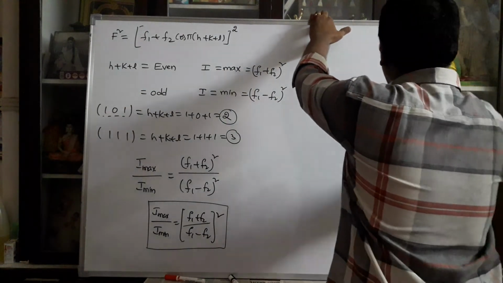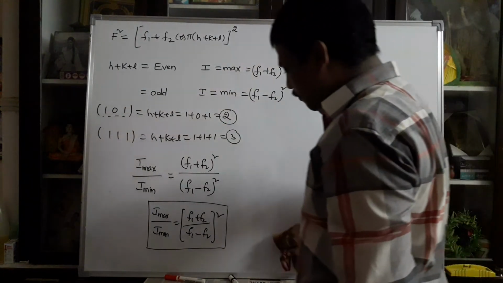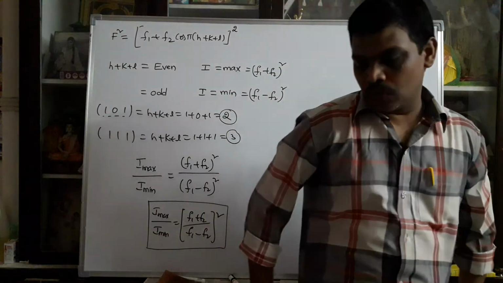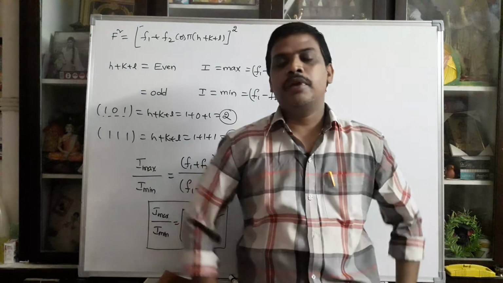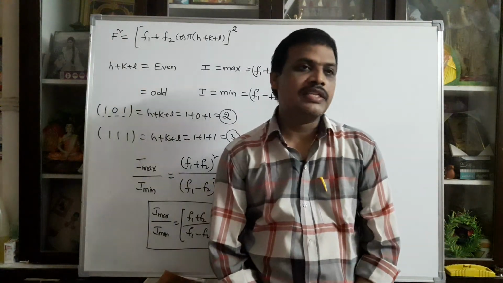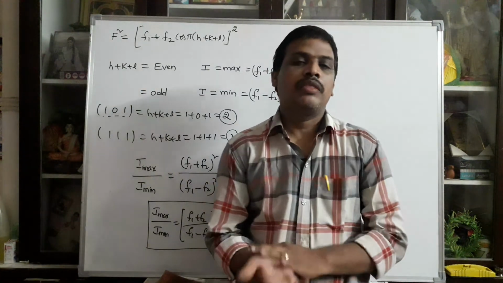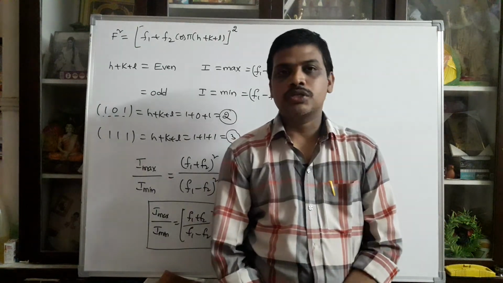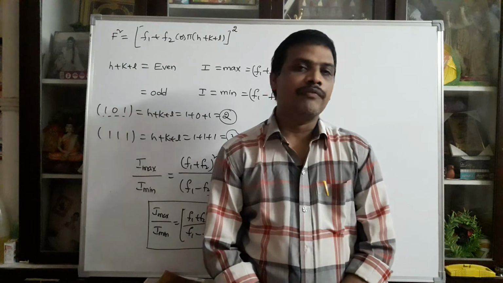So the diffracted X-ray beams always depend on the form factor value. Once you know the form factor value, you can immediately calculate the intensity of the diffracted X-ray beam. That intensity is always proportional to the square of the form factor.